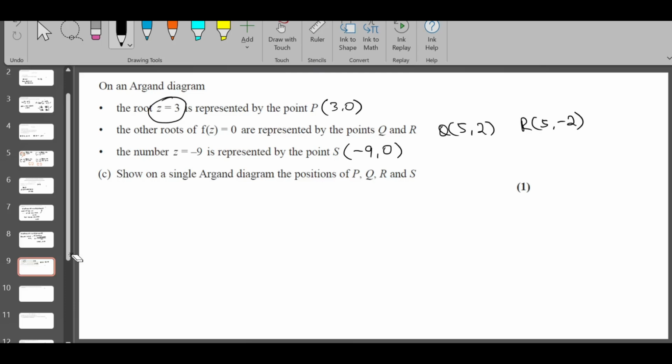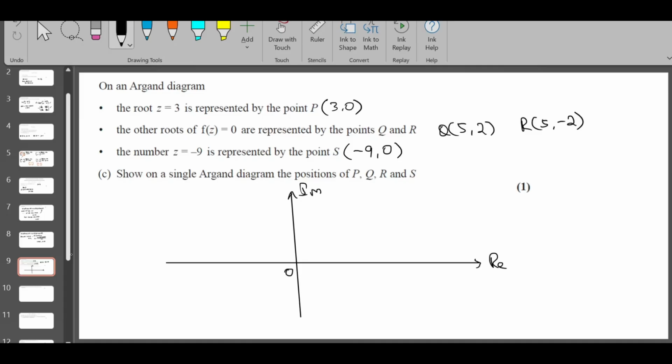We need to plot all these points now. So let me draw the real and the imaginary axis first. Always label the axis. This is the real axis. This is the imaginary axis, origin. The first one is 3, 0. So let's put P here. You can mention the coordinates 3, 0.